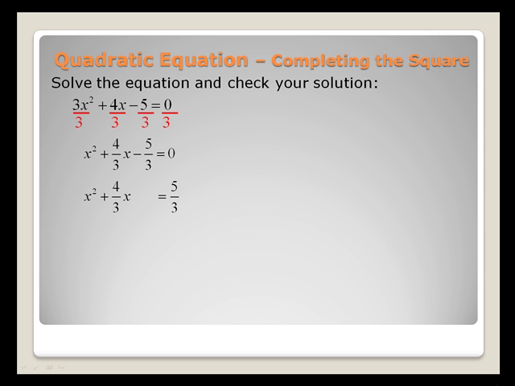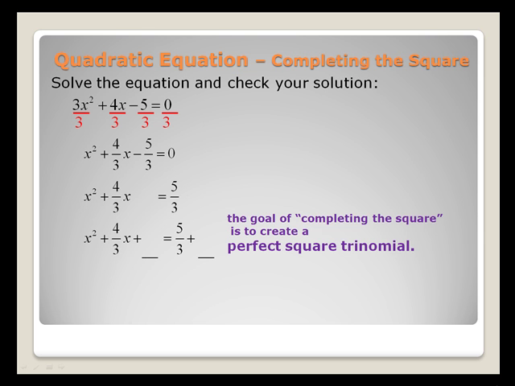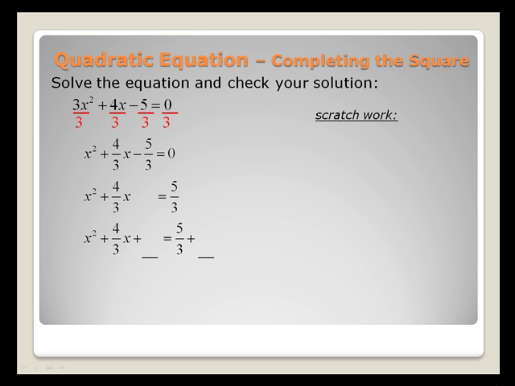Okay, we're ready to add something to both sides to complete the square. Remember that the goal of completing the square is to create a perfect square trinomial. To find the number that we should add to both sides, we need to do some scratch work. We want to take half of b and square it: b over 2 squared. In this example, our b value is 4/3. That's the coefficient in front of x.